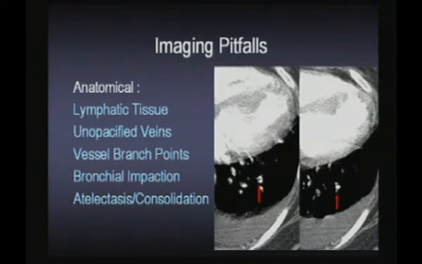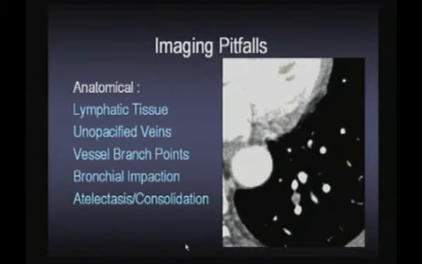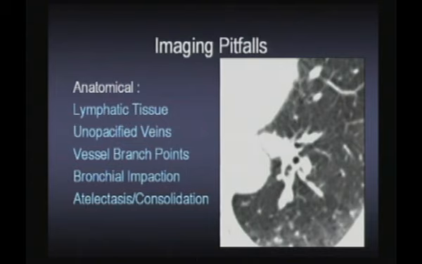Vessel branch points may be a problem, especially if there's a little bit of motion on the study. And bronchial impaction, which may mimic a pulmonary artery, may be avoided by reviewing the pulmonary windows at the same level on this particular patient. As I've already suggested, atelectasis and consolidation is a very common feature and may conceal pulmonary embolic disease.